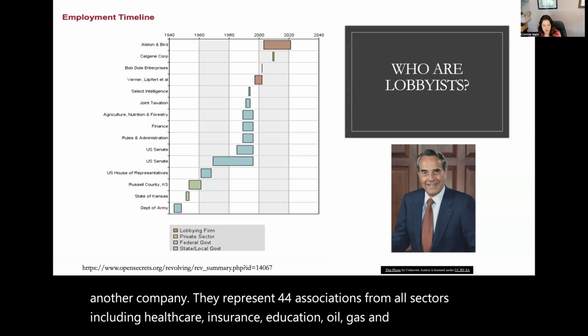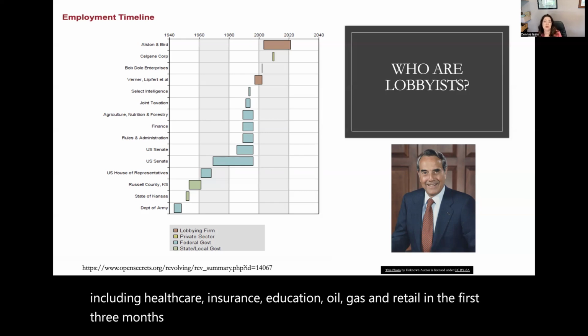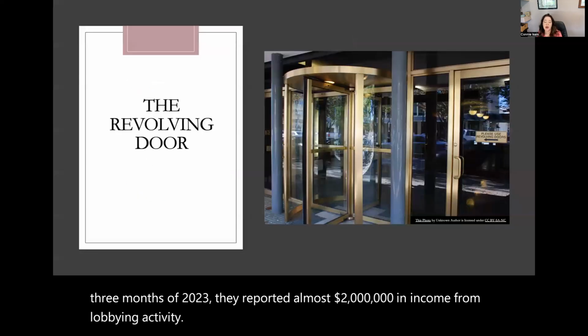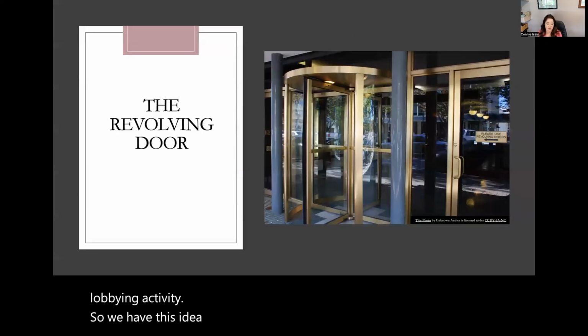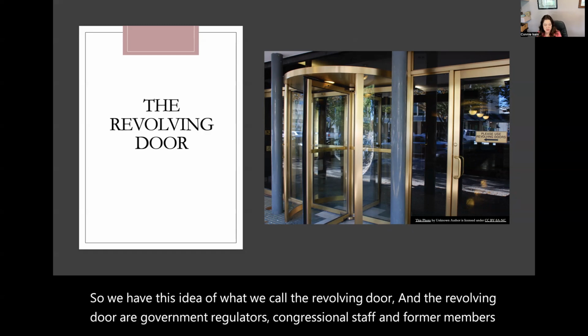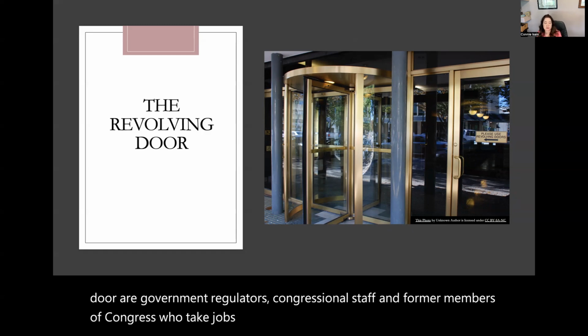In the first 3 months of 2023, they reported almost $2 million in income from lobbying activity. So we have this idea of what we call the revolving door. The revolving door are government regulators, congressional staff, and former members of Congress who take jobs with lobbying firms in the private sector after they leave government service.